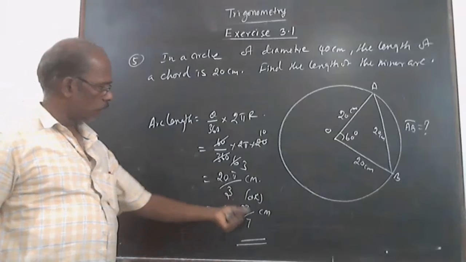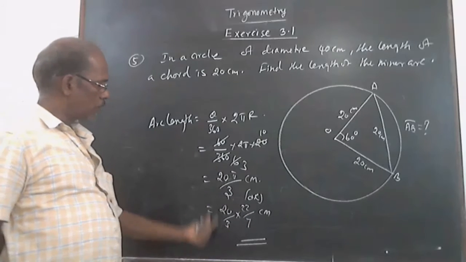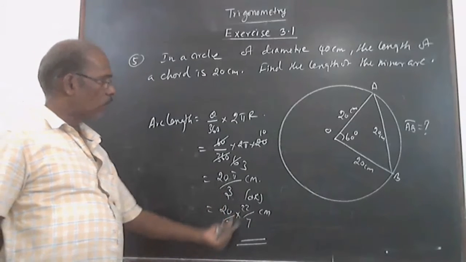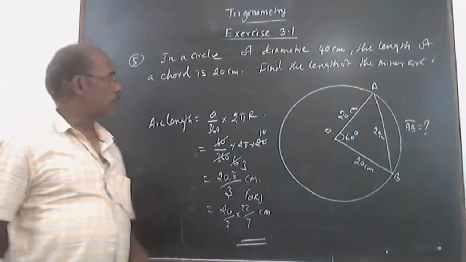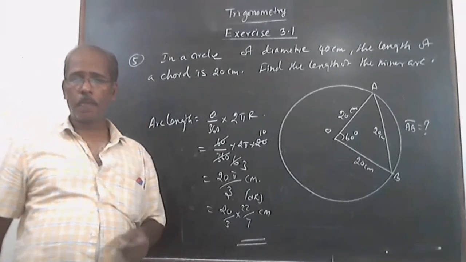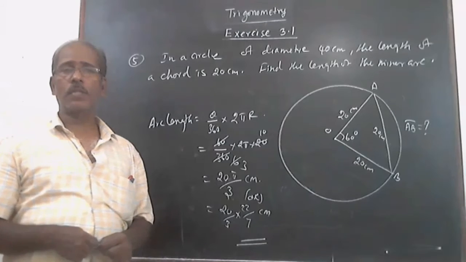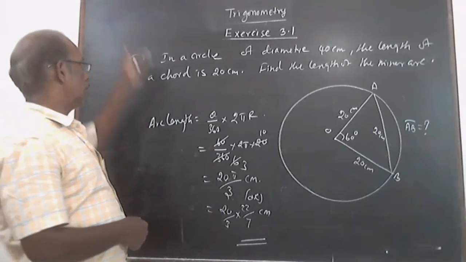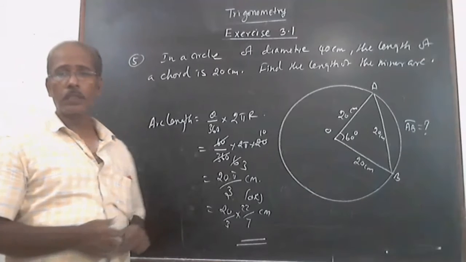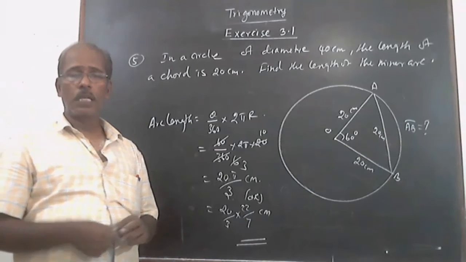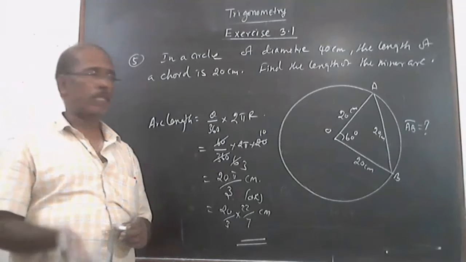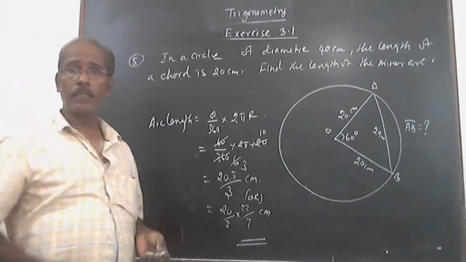Dear student, you can simplify the last part to give your answer corrected to 2 decimal places. This is question number 5. In this exercise, only 7 questions are there. I have discussed 5 questions. I will discuss one more question, the 7th question, and try yourself. From your side, you have to attempt to get the correct answer.